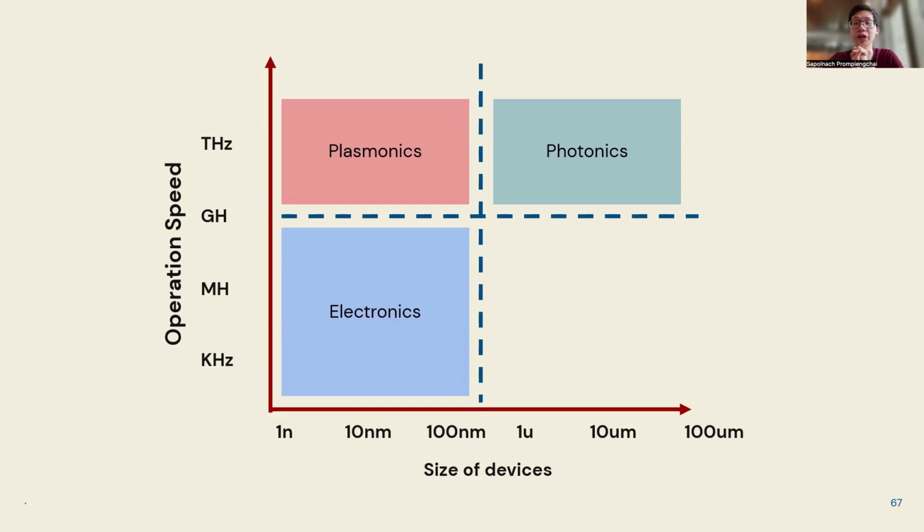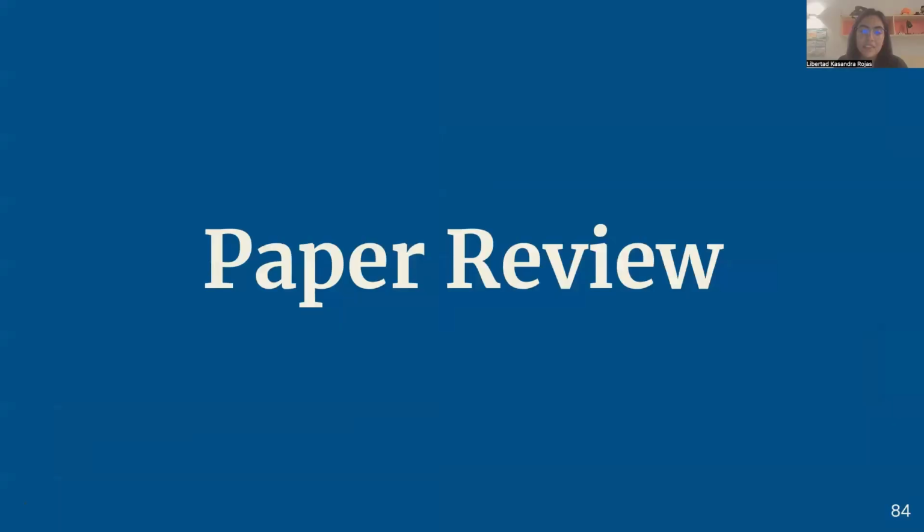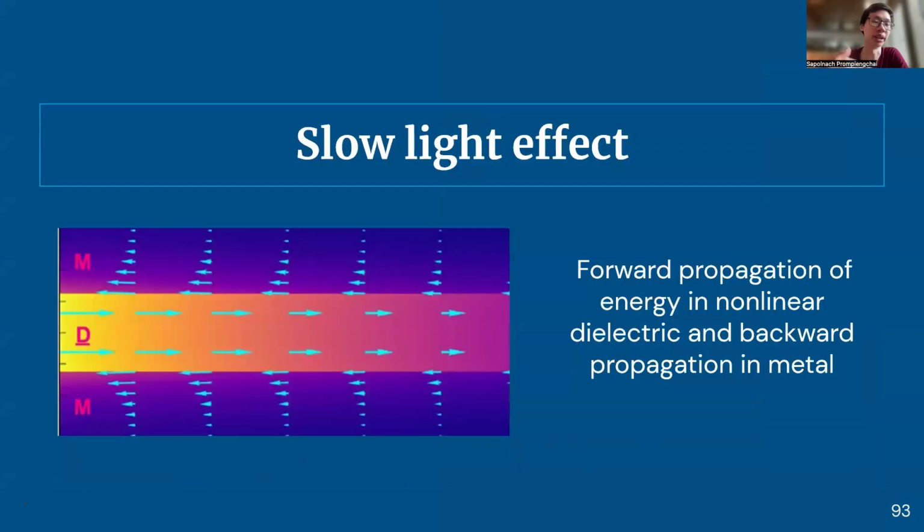Great. I have one more question for you. I know you mentioned the slow light effect. There's a slide towards the end that you explained, and I see that the arrows were in two directions for different materials. Can you explain what exactly these arrows are?